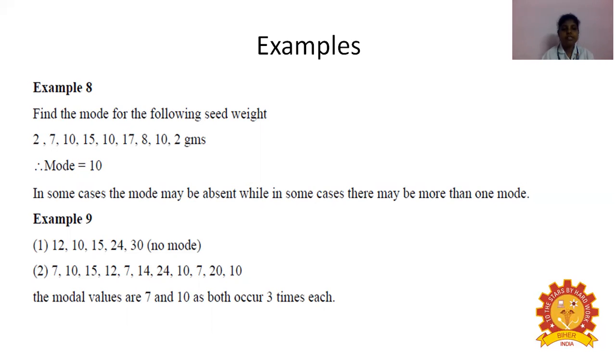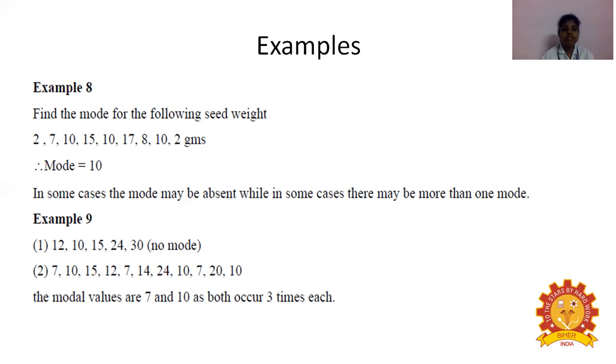In some cases, the mode may be absent, while in some cases, there may be more than one mode. Next example: 12, 10, 15, 24, 30. Here, there is no mode because no repetition of any number occurs.